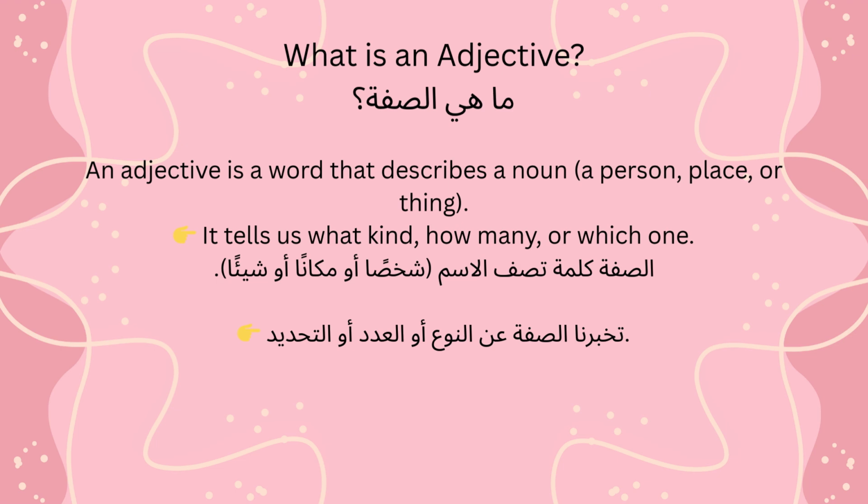What is an adjective? An adjective is a word that describes a noun. It tells us what kind, how many, or which one.